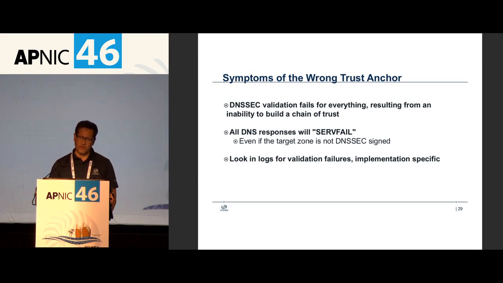What are the symptoms of the wrong trust anchor? DNSSEC validation fails for everything, resulting from an inability to build a chain of trust. So all DNS responses will SERVFAIL, even if the target zone is not DNSSEC signed. And we need to look at the logs for validation failures.